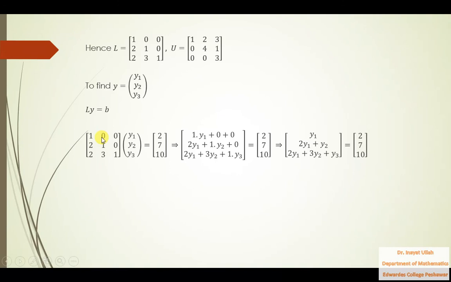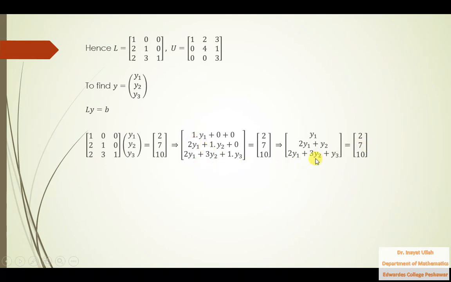Multiplying this matrix with this one, how could we multiply? 1 into y1, 0 into y2, 0 into y3, so that is this thing. Now second row, first column, 2y1, 1y2, 0y3 is this thing, and that is 2y1, 3y2, 1y3 is equal to 10.